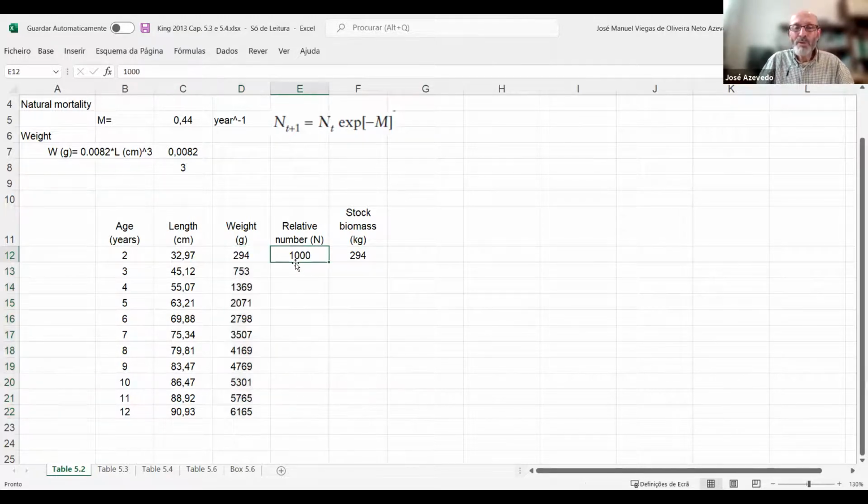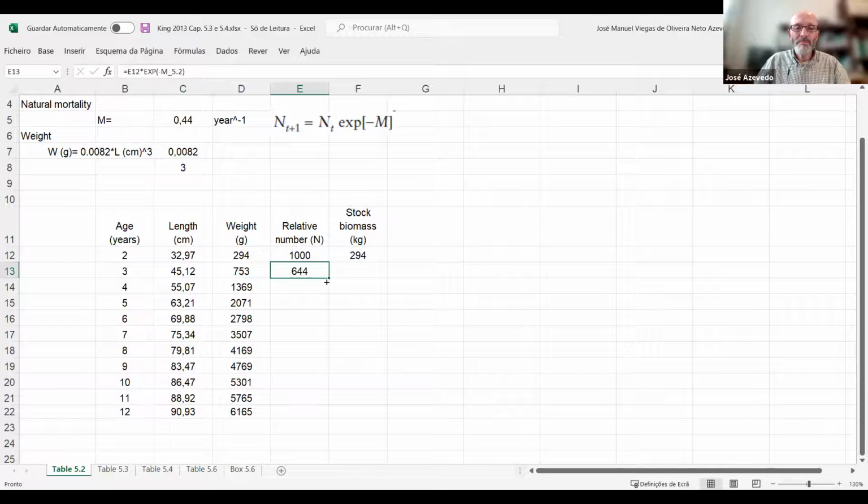Now, what happens to the numbers of fish? You'll have to use the exponential decline function for mortality, right? So in this case, the number of individuals when they are 3 years is equal to the number of individuals with 2 years multiplied by e raised to the power of minus the mortality rate. And that will be 644.